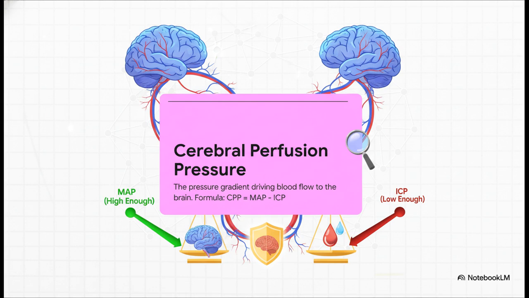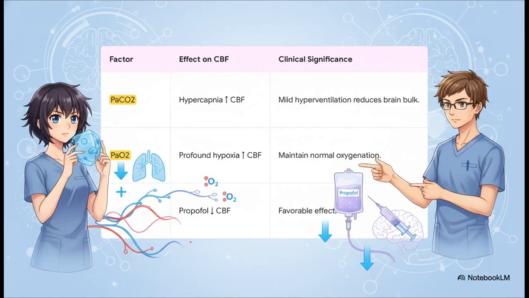We have two levers to pull. We can support the mean arterial pressure, and we can do everything in our power to lower the intracranial pressure. Our entire anesthetic is designed to optimize this delicate balance. So, how do we actually pull those levers in the OR? Well, our most powerful minute-to-minute tool is our ventilator.